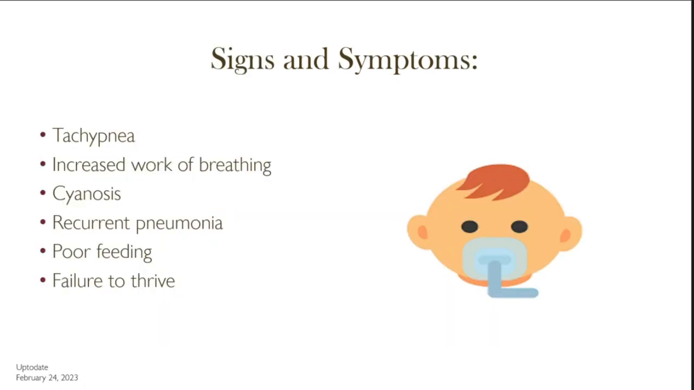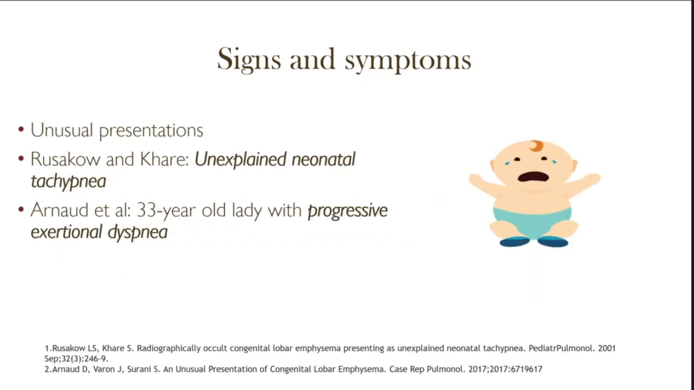For the signs and symptoms, infants typically have tachypnea and increased work of breathing and often have cyanosis. Recurrent pneumonia or poor feeding with failure to thrive are less frequent presentations that may occur in milder forms. Unusual presentations of CLE are also reported in literature. So there has been a reported case who presented as unexplained neonatal tachypnea and another case of a 33-year-old lady with progressive exertional dyspnea.